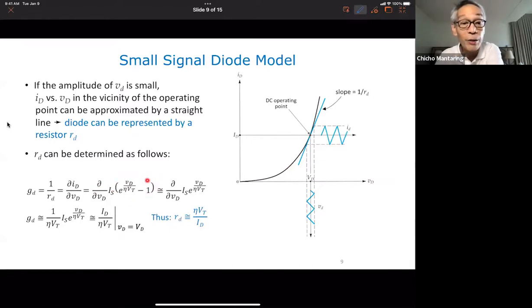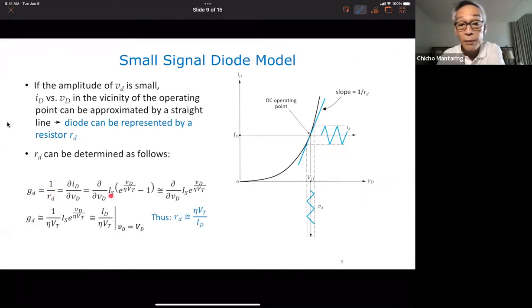So this is Shockley's equation. If I get the partial of this expression with respect to V sub d, that is actually equal to G sub d, which is 1 over R sub d. Because remember, this is my expression for I. If I get the partial of I with respect to V, the change in I with respect to V is actually the change in conductance, which is the reciprocal of the resistance. So this is actually an expression for conductance at the point.